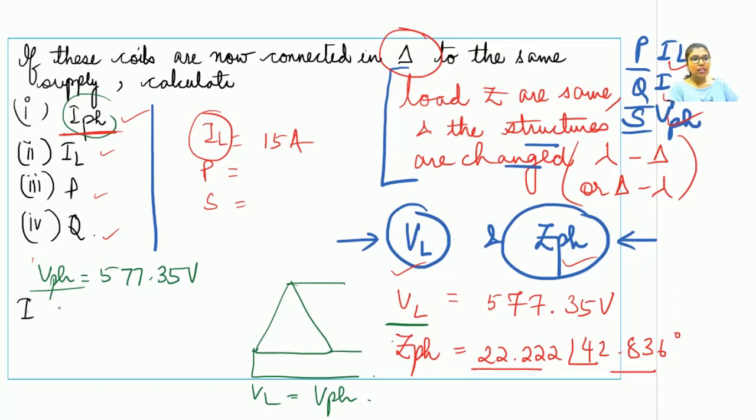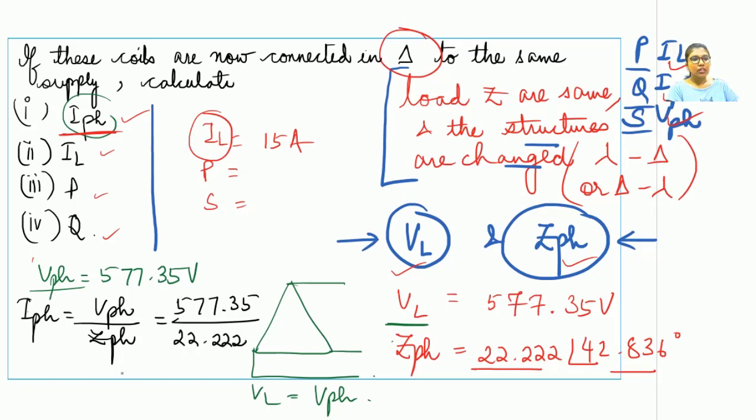Phase current is given as the phase voltage upon the load impedance per phase, which is 577.35 upon 22.222, which comes out to be 25.98 amps. With this, we have solved the first bit. Now finding out the second bit, which is IL.